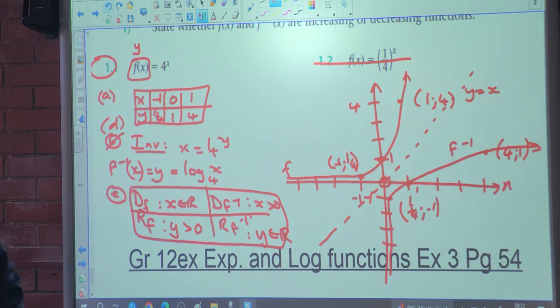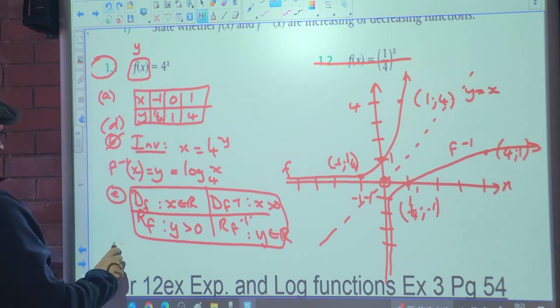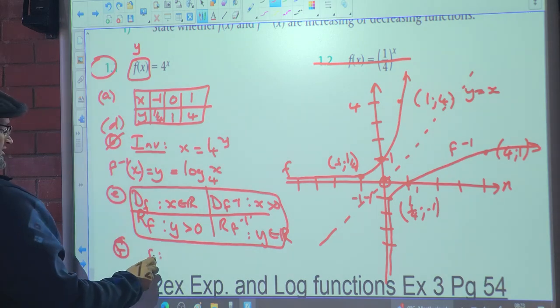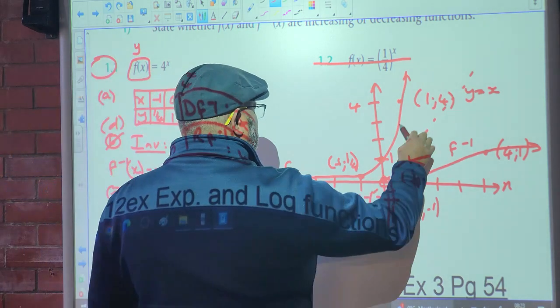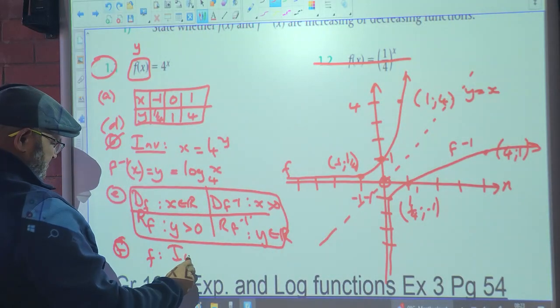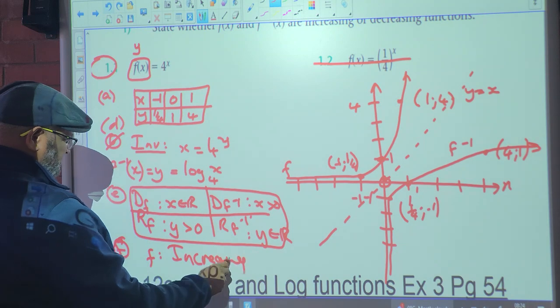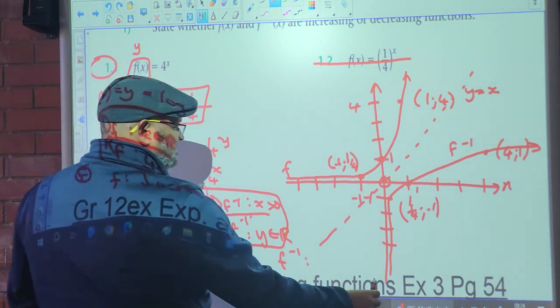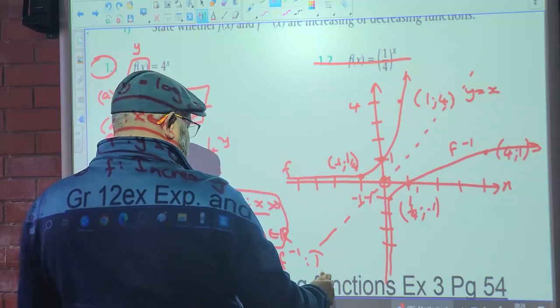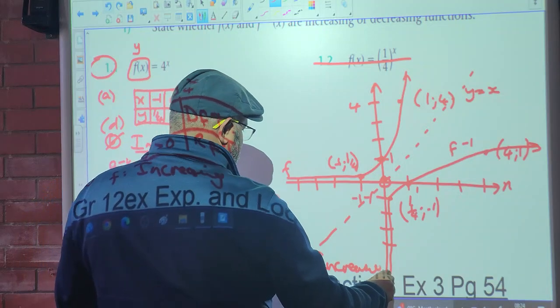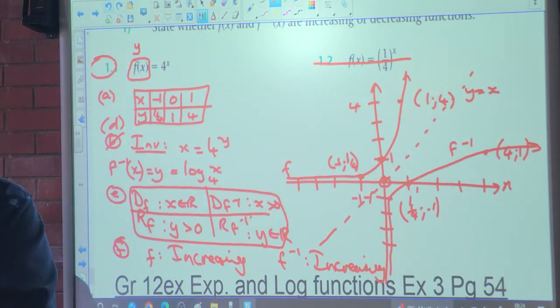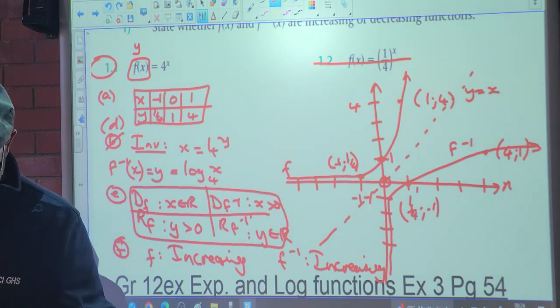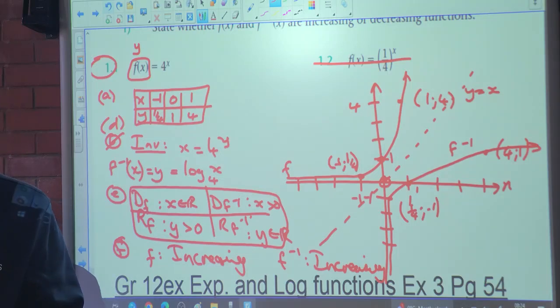What's the question after that? Okay, so we're looking at f of x. Is f increasing or decreasing? Increasing. And its inverse? Increasing or decreasing? Okay, so for your exponential and log graphs, if the one increases, its inverse will increase as well. Okay, is there any confusion there?